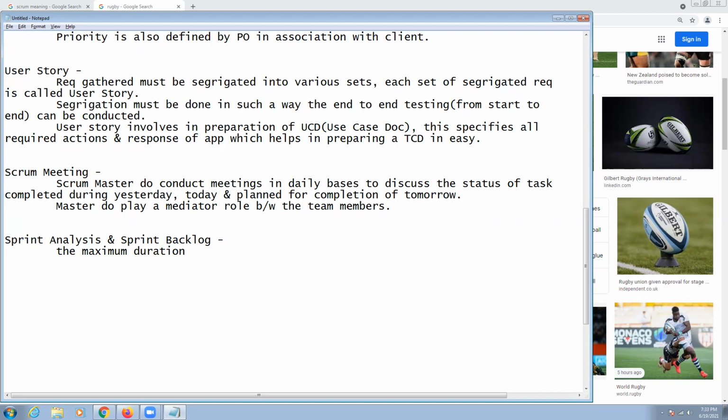Sir, in end-to-end testing, is it for a specific PBI or for the entire product? Entire product. If the product is completed completely and you're going to test that product, it will be end-to-end testing. But if we do the testing of only the PBI which is developed in the sprint, then it is not called end-to-end testing. Okay, fine. Thank you. You're welcome.